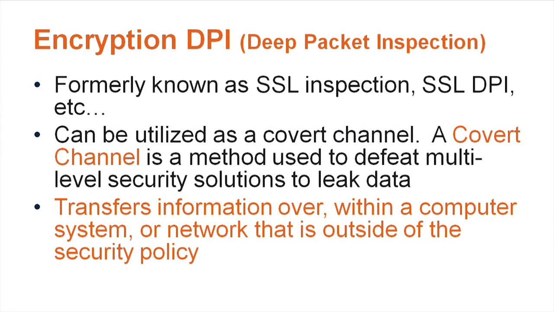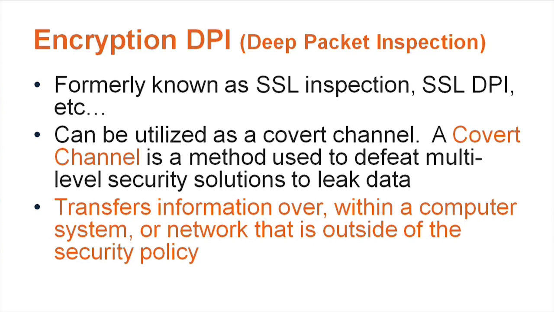So deep packet inspection for encryption. This is formally known as SSL inspection or SSL DPI, deep packet inspection. And it can be utilized as a covert channel. A covert channel is a method used to defeat multi-level security solutions to leak data.